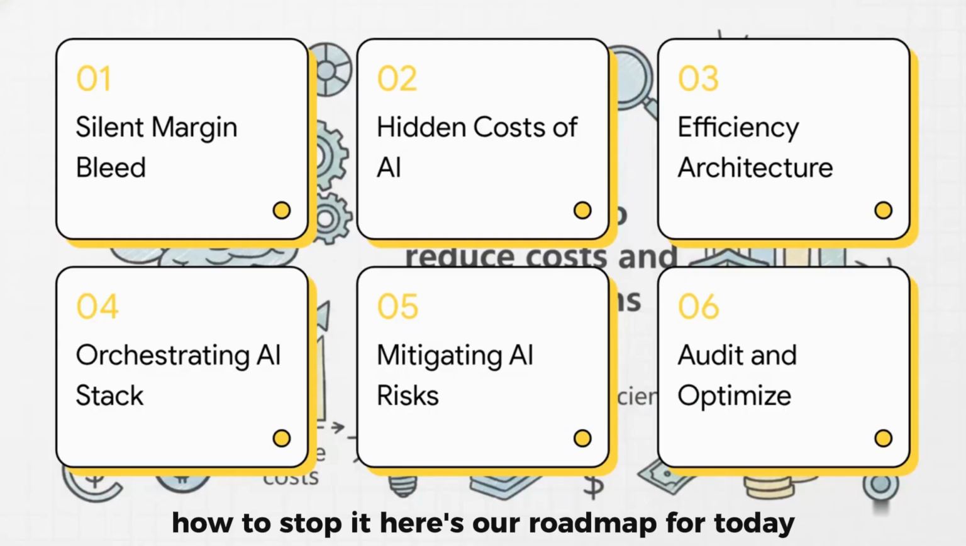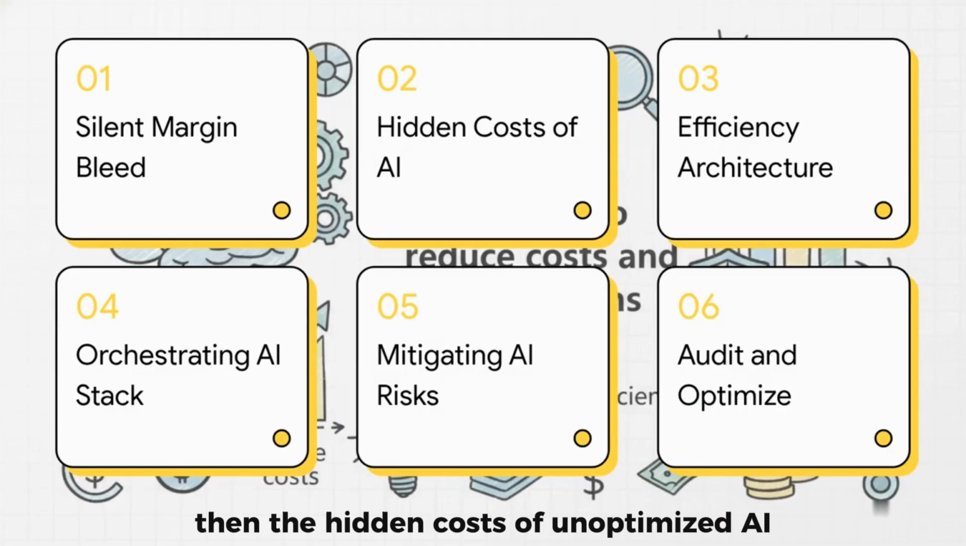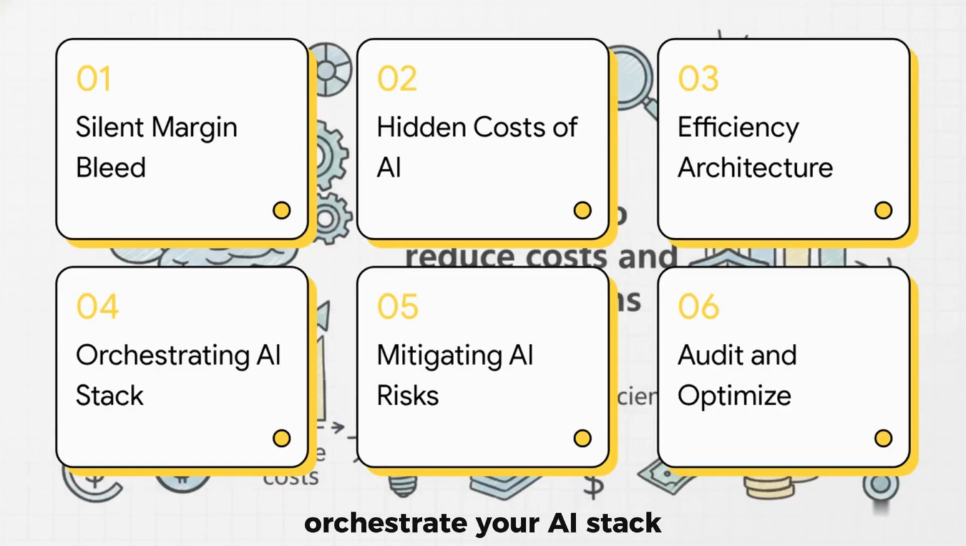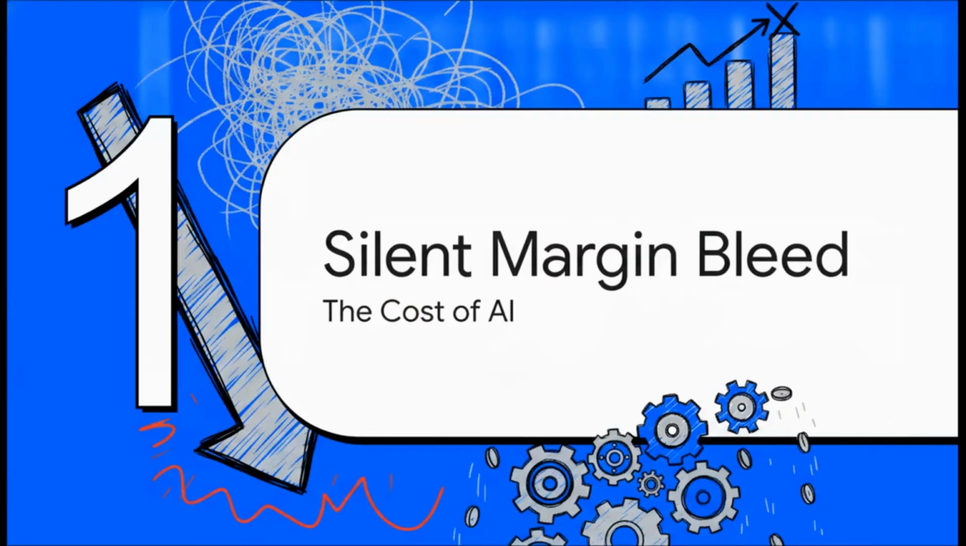Here's our roadmap for today. First, we'll look at the silent margin bleed, then the hidden costs of unoptimized AI. After that, we'll build an agent efficiency architecture, orchestrate your AI stack, mitigate unmonitored AI risks, and finally, audit and optimize. All right, let's jump straight into part 1, the silent margin bleed.